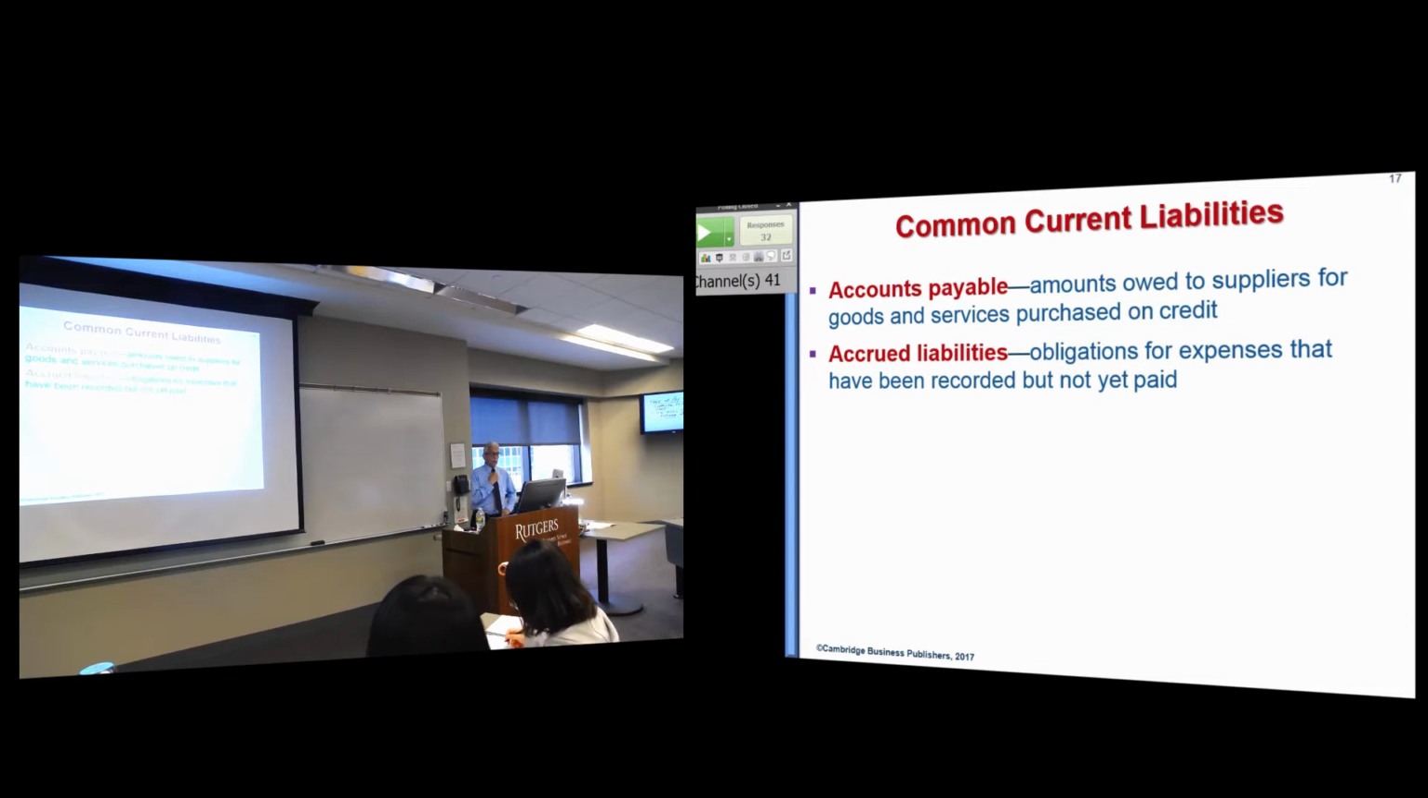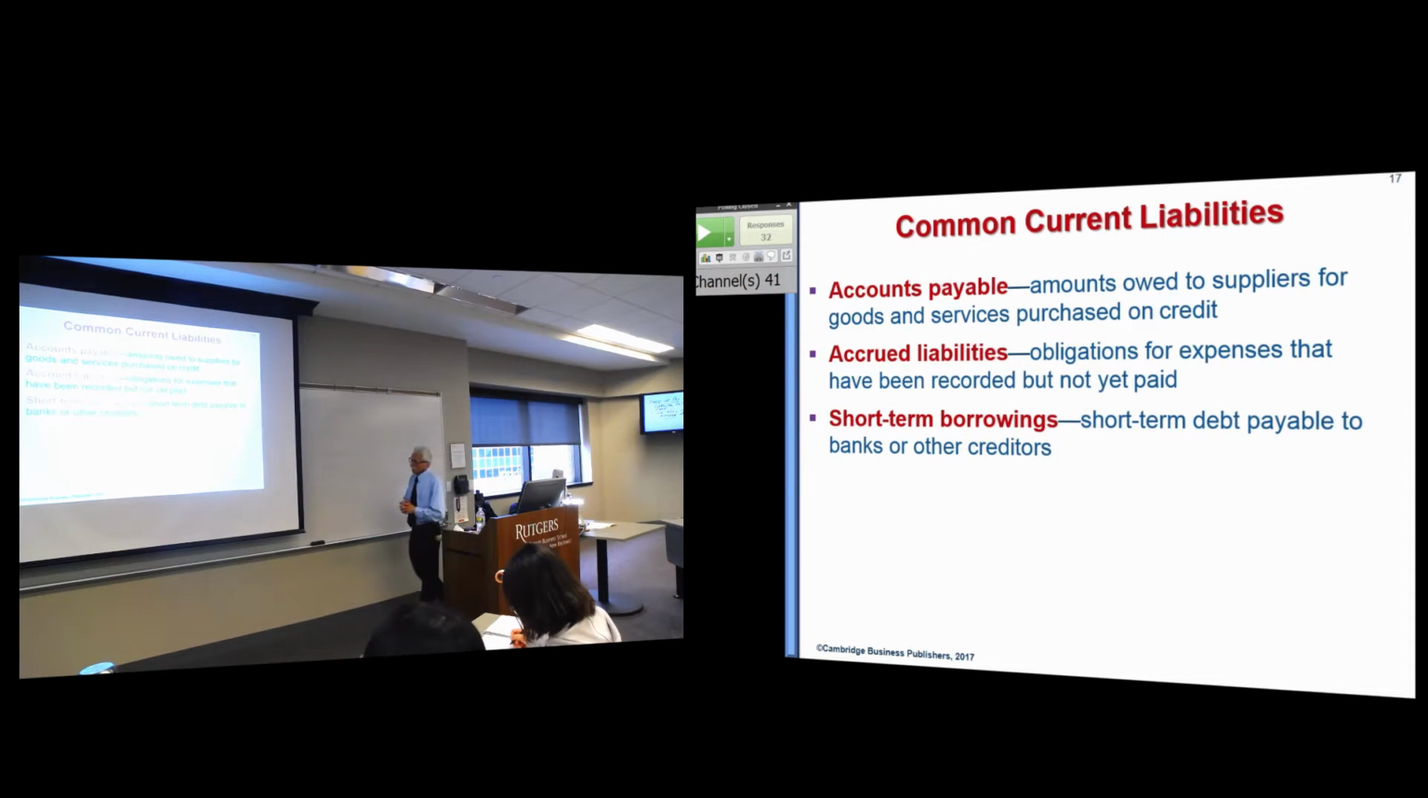Accrued liabilities are obligations that have been incurred but have not been paid. You've incurred them, but you have not yet paid them. Like your cell phone bill, a perfect example. Your telephone bill, you've got the obligation to pay it. You didn't get the bill yet, but you know it's coming. And you could estimate that, and that would be a liability for unpaid utilities.